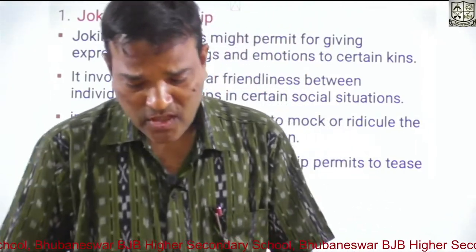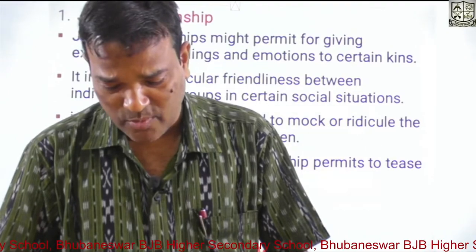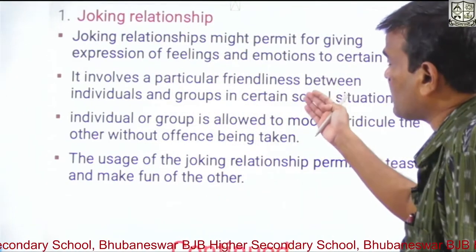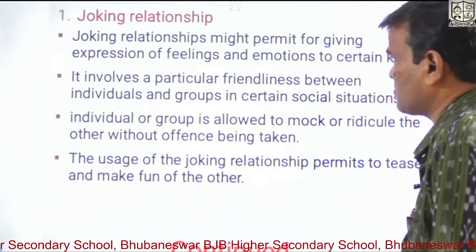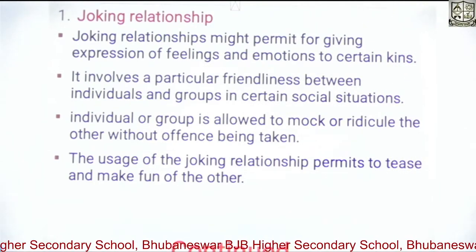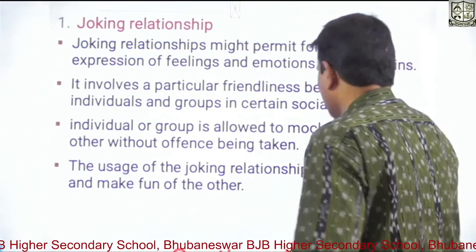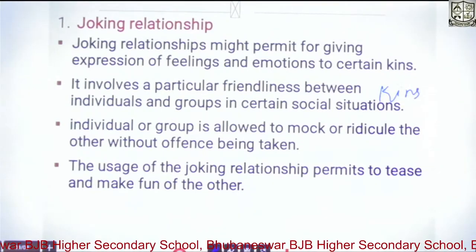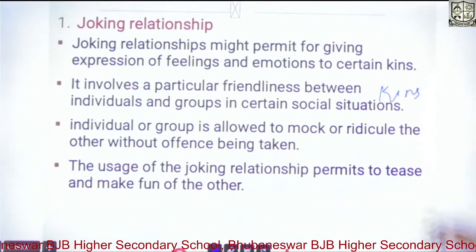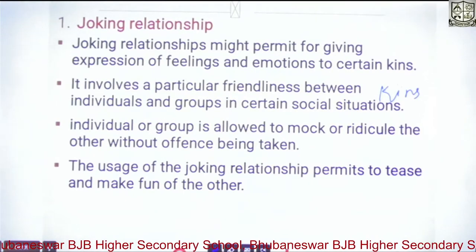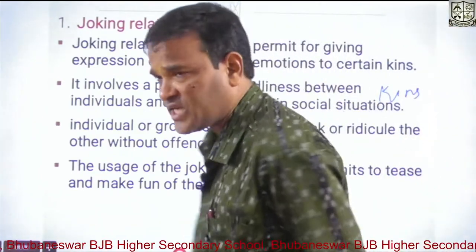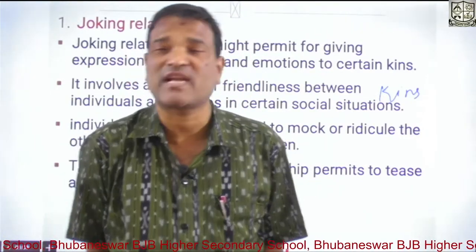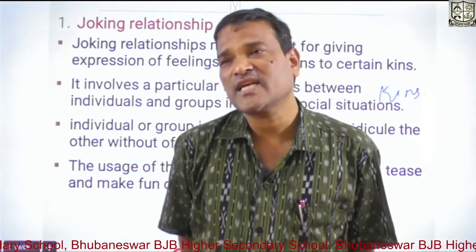Societies sometimes have directly opposite attitudes of social behavior pattern. One such opposite is the avoidance relationship, the extreme avoidance relationship, which is just the opposite of the joking relationship. The joking relationship involves a particular friendliness between kin of a particular society on the basis of their cultural rules in certain social situations. Individuals are allowed to mock each other without offense being taken, and that type of personal interaction cannot be taken as a crime, because it is accepted in their society.